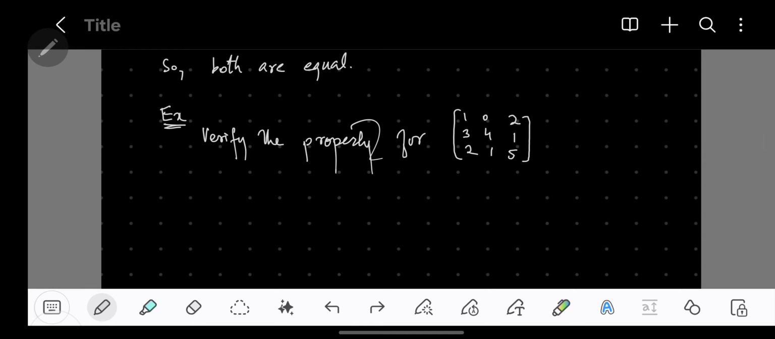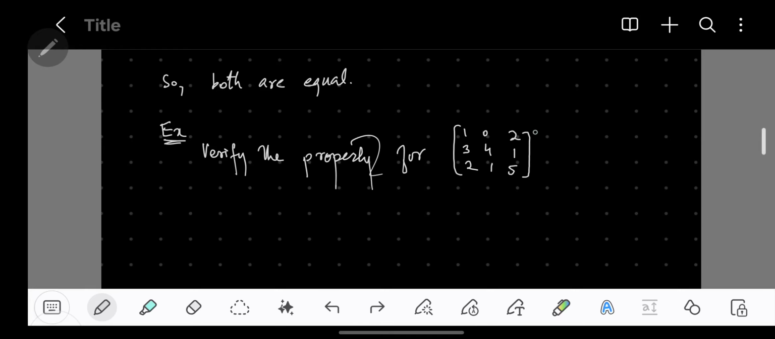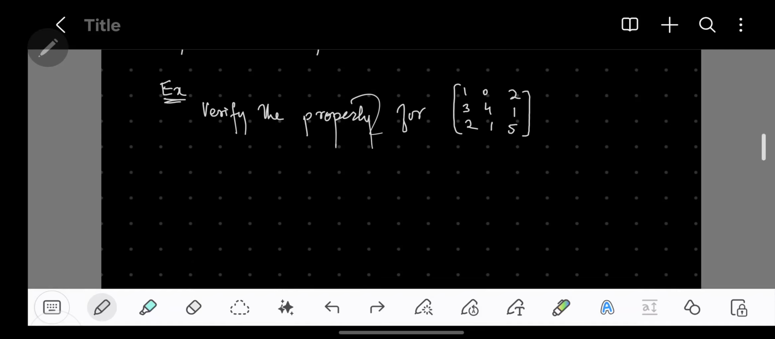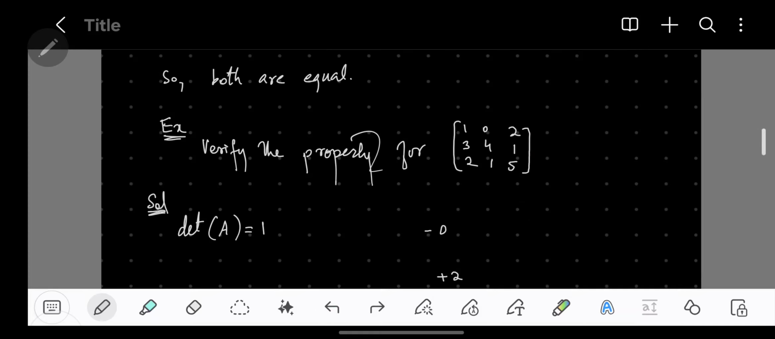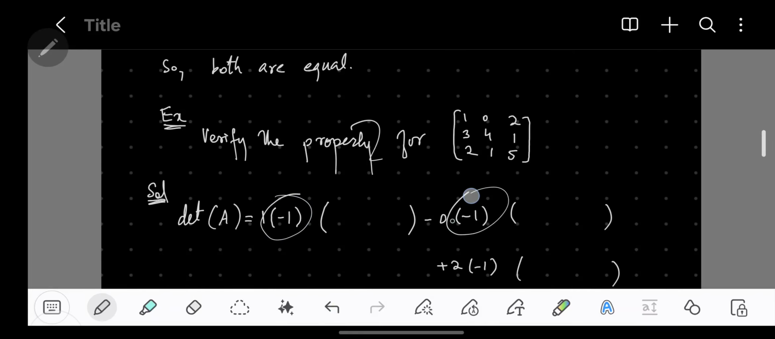We have to verify that the determinant of this matrix and its transpose are equal. So let's first find the determinant of this matrix. Suppose that this matrix is A. Then the determinant of A can be obtained by expanding along the first row. In the first row we have 1, 0 and 2. So I will write 1, 0 and 2. Then I will write -1 everywhere.